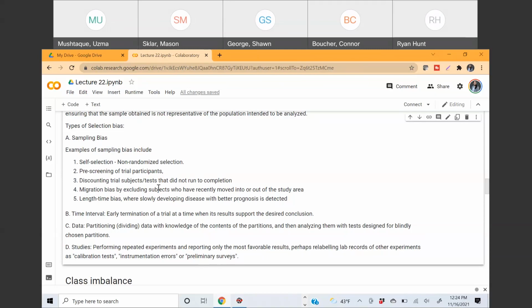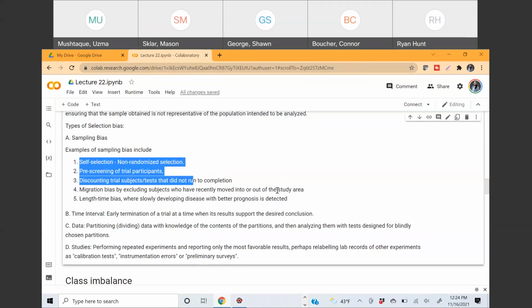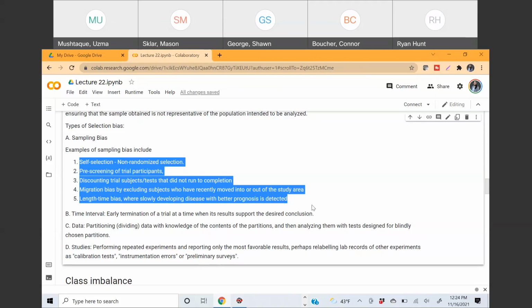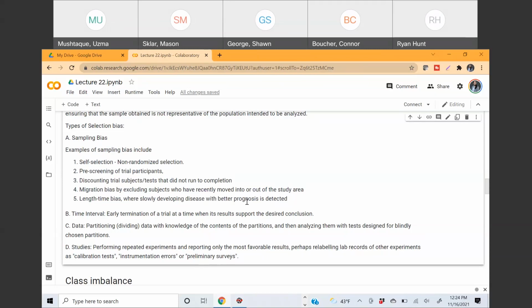Okay, discounting trials, subjects, and these things actually happen a lot in medicine. You'll see a lot of papers out there that point to these kinds of biases. Discounting trials, subjects, tests that did not run to completion. Sometimes you're running an experiment and you come up with the conclusion and the results somewhere in between, although the experiment had to run for a longer period of time, and you did not run it for that period. You just collected data in between somewhere, and maybe you could have gotten different values for the other observations that you did not actually observe.